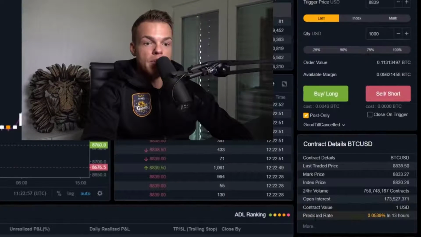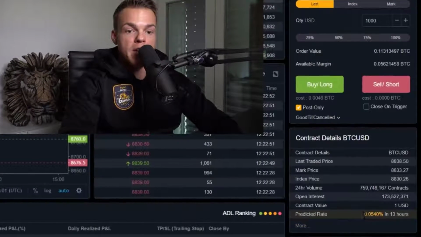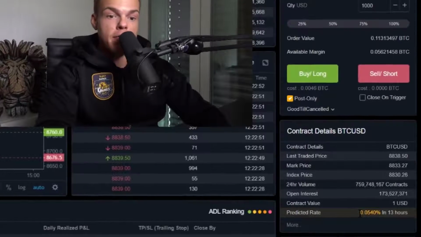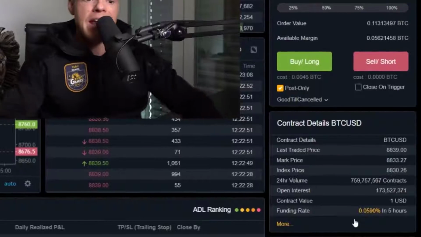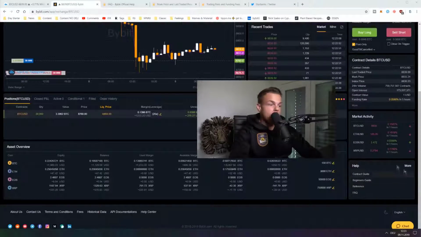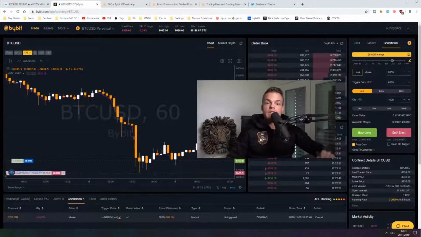In this area over here, you can find the contract details. For example, if you hover over the funding rate, you can see the funding rate in 13 hours, the estimated funding rate in this case, and also the estimated funding rate in 5 hours. If you go down a little bit more, you can see market activity, the help function in here, asset overview, and you can also obviously see your positions right here and my stop loss here under conditional. So this is it for the overview.